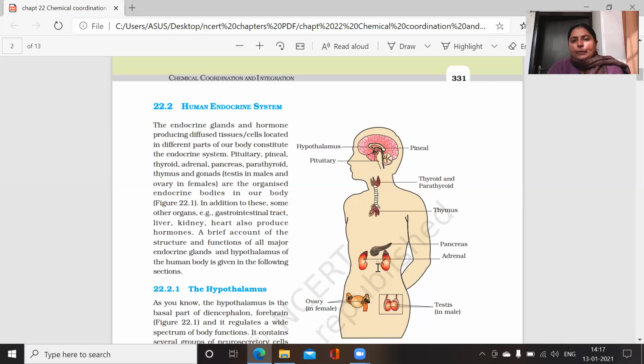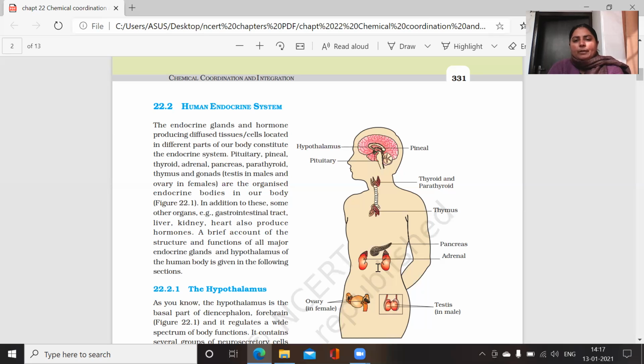Then next to the pancreas, as you know, on the dorsal region of your body, one pair of kidneys is there. And above each kidney, an adrenal gland is present. So two adrenal glands are present on the respective kidneys of your body.